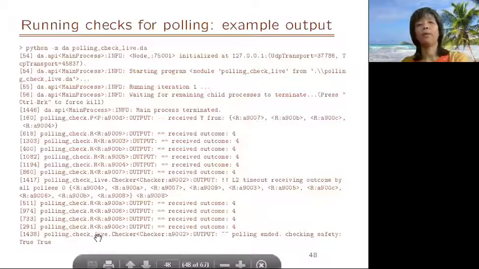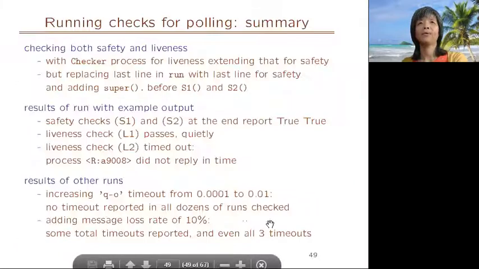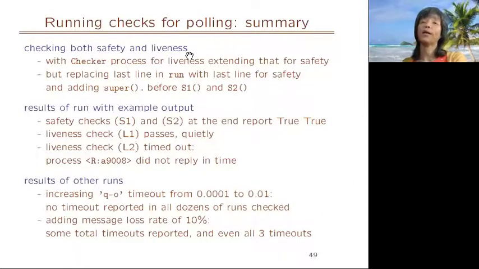And then the await condition waits for replies from all, and then it checks both S1, S2, and that's true. Okay, so here's a summary, okay? Checking both safety and liveness. And all I did was, actually, I extended the checker process for the liveness we've seen in the second piece of code about checking liveness. And that checker process simply extends the checker process for safety in the previous one. Okay, so it does all the interceptions already in the previous code. That doesn't have to be done again.